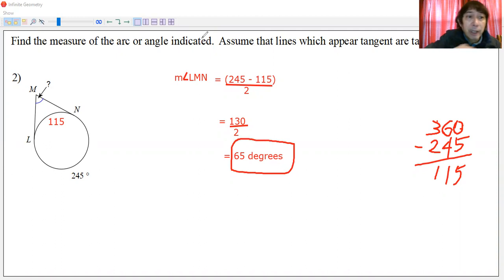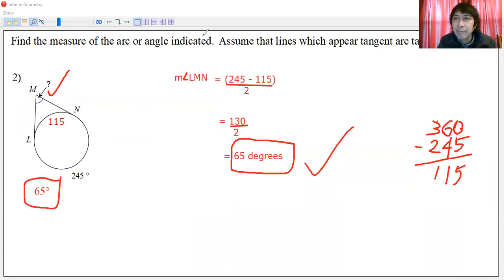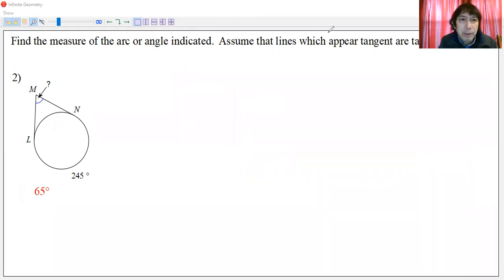That's the angle over there. That should be 65 degrees. Check and verify. Yes, you can see the answer below the diagram over there. So this must be correct. Let's do number 3. Let me clear the screen and the answer and proceed to the third.